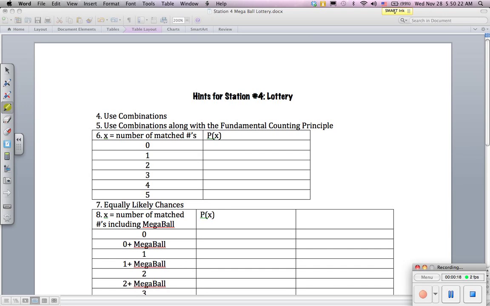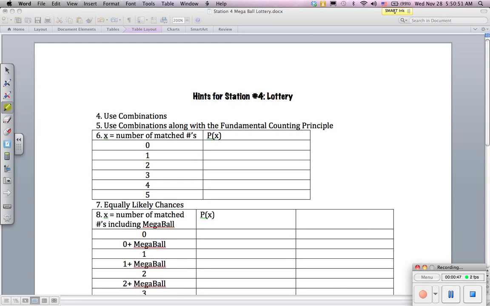Number 5 is a little different from number 4 in that you are selecting 4 correct numbers from the 5 correct numbers, but you're also selecting one incorrect number from the 51 incorrect numbers. So you want to keep that in mind when you're computing the probability for number 5.